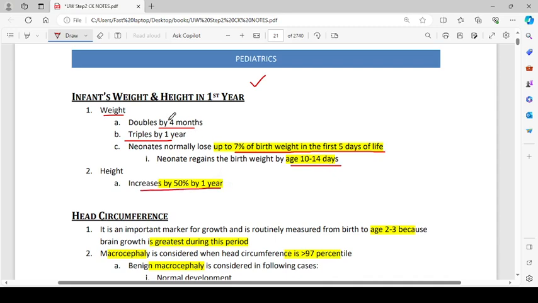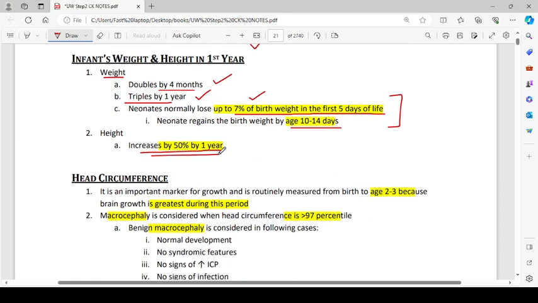So the weight doubles by 4 months and triples by 1 year. And you must remember the point that initially there is a 7% reduction in the birth weight in the first 5 days, and by 10 to 14 days the birth weight is regained, which then doubles by 4 months and triples by 1 year. Height is increased by 50% by 1 year.